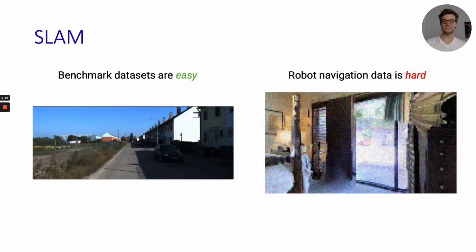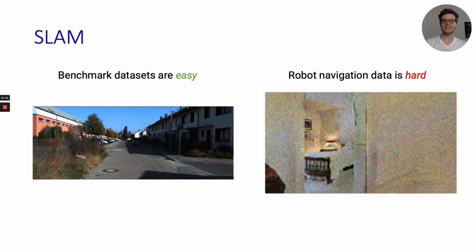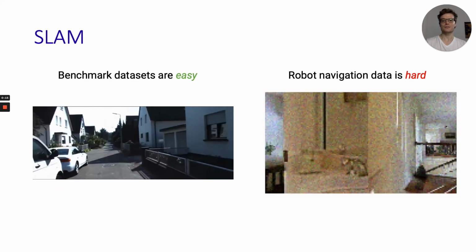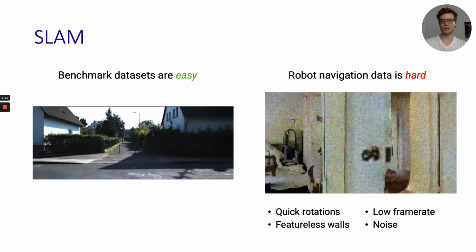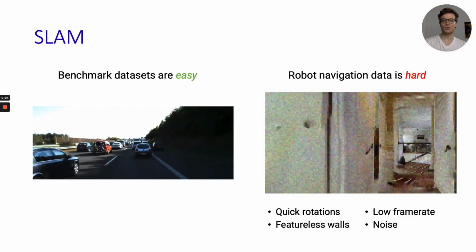Visual SLAM, simultaneous localization and mapping, is an unsolved problem. While existing solutions work well in benchmark datasets, they can fail completely when used, for example, for robot navigation, because the robot can rotate quickly, face featureless walls, its camera frame rate might be low, and images can be noisy.